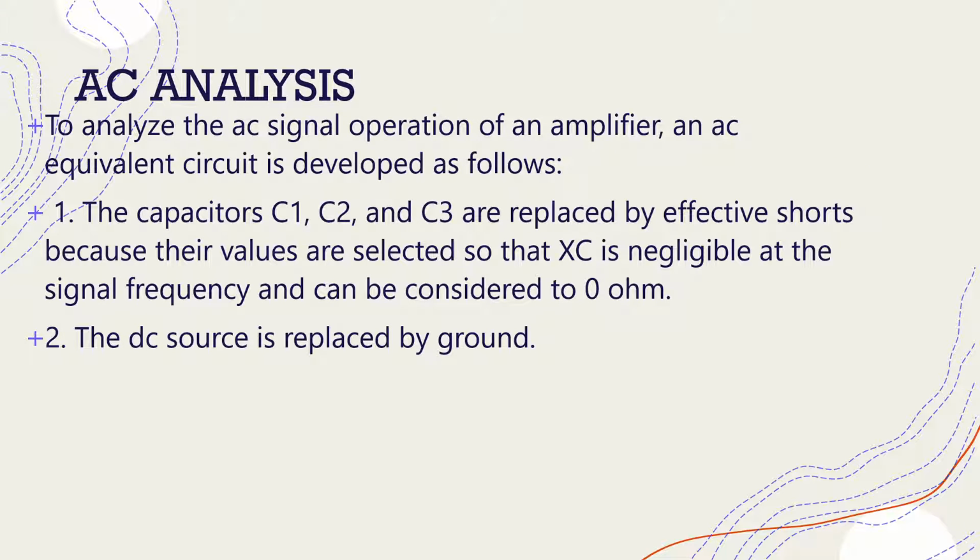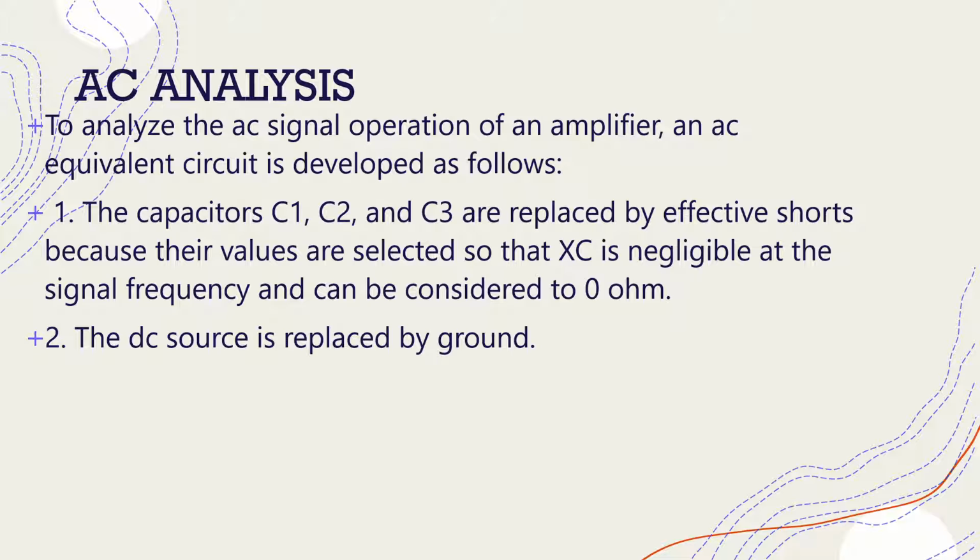AC analysis. To analyze the AC signal operation of an amplifier, an AC equivalent circuit is developed as follows. The capacitors C1, C2 and C3 are replaced by effective shorts because their values are selected so that XC is negligible at the signal frequency and can be considered to be 0 ohm. The DC source is replaced by ground. A DC voltage source has an internal resistance of near 0 ohm because it holds a constant voltage independent of the load. No AC voltage can be developed across it, so it appears as an AC short. This is why a DC source is called an AC ground.